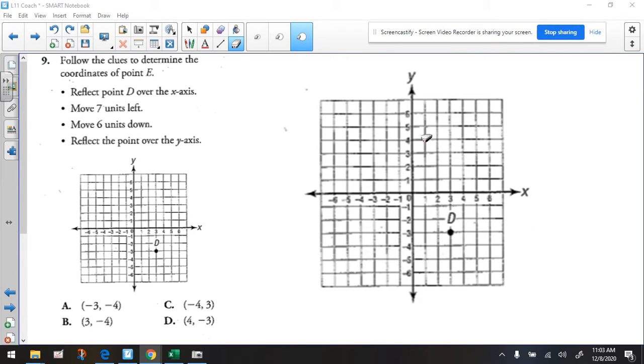We're taking a look at question number 9 from the L11. It says, follow the clues to determine the coordinates of point E. So first we have to reflect point D over the x-axis.